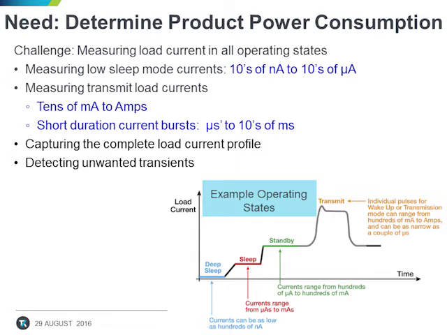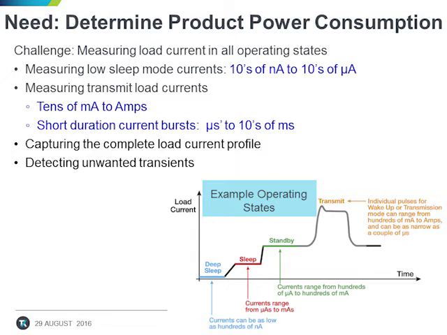Sleep modes, depending on product complexity, can range from extremely low tens or hundreds of nanoamps to tens of microamps. At the other extreme, the maximum load currents will occur when your product is transmitting, and those currents can range up into the amps levels. Thus, current measurements need to be made over a very wide dynamic range. In addition, during the transmission state, the load can be short current bursts from microseconds to milliseconds.